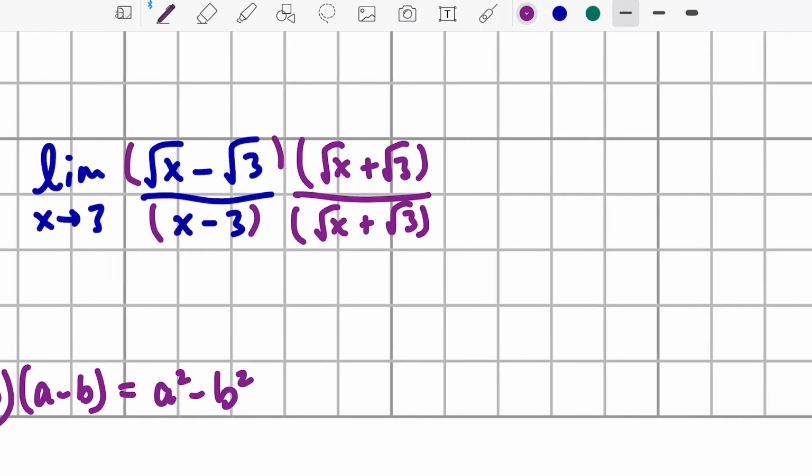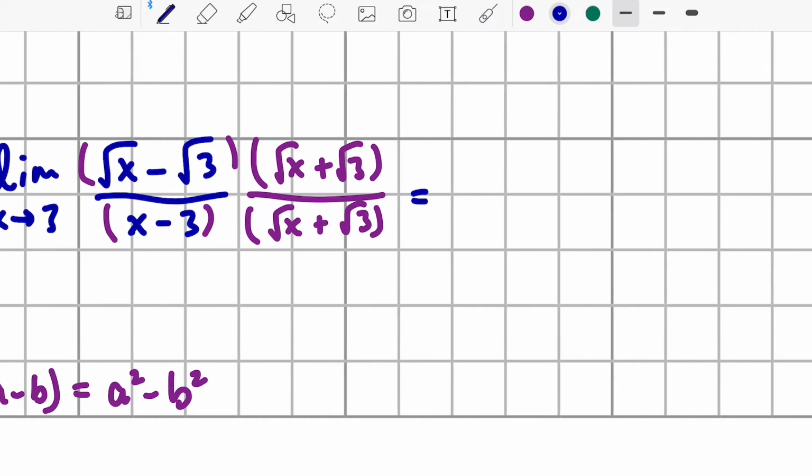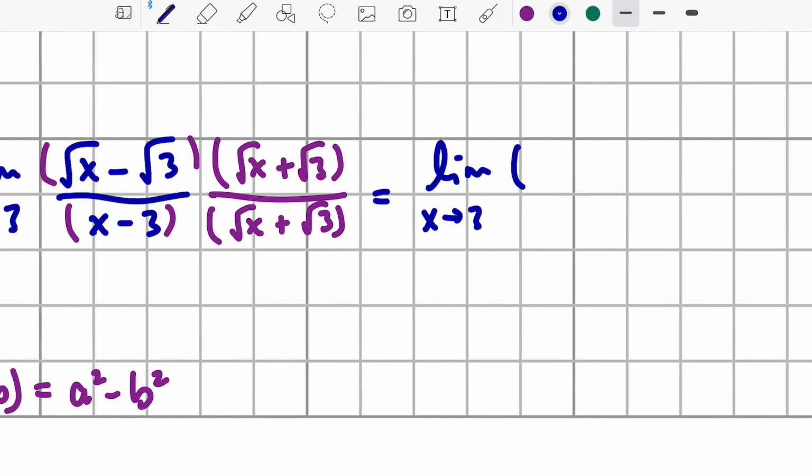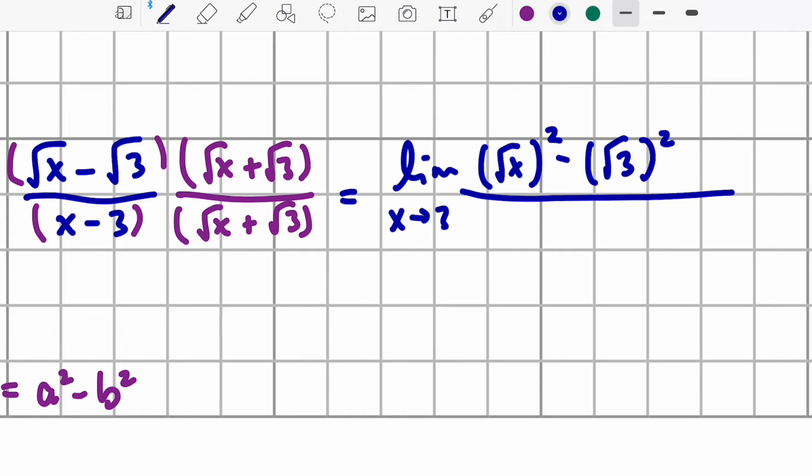So what that tells me over here, if this is a and this is b, this is a and this is b, then according to what I just showed you, we're going to get this. So limit as x approaches 3 of square root of x squared minus square root of 3 squared over, now the denominator we're not going to distribute, we're just going to leave it exactly the same. So it'll be x minus 3 times square root of x plus square root of 3.